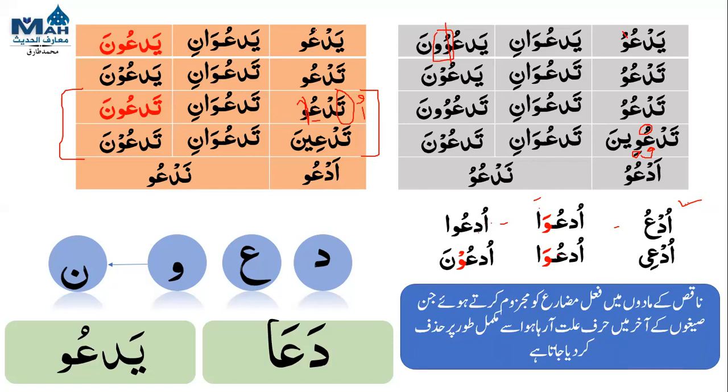So we already learned that if we make it majzum, what does it mean? Drop it. So these five are the ones where you will drop it. Yad'u, tad'u, tad'u, ad'u, nad'u. Okay. So alhamdulillah. We'll try to search in the Quran also today, to see how it comes.